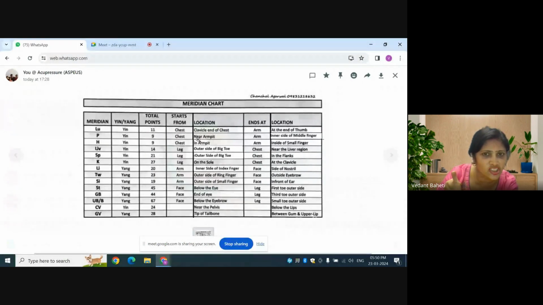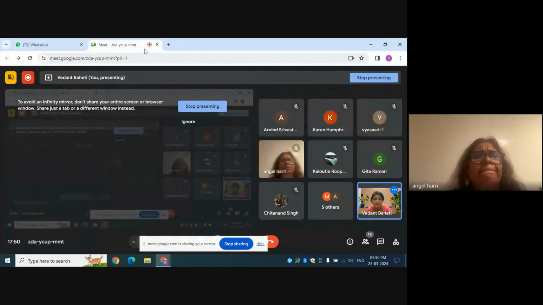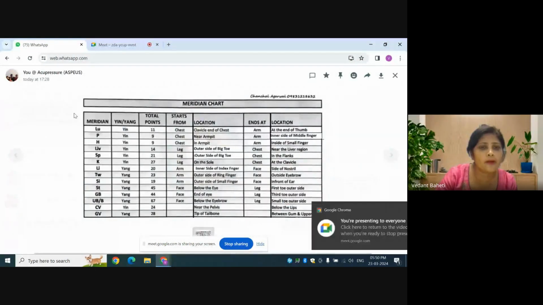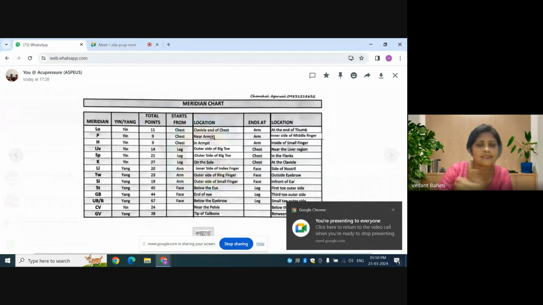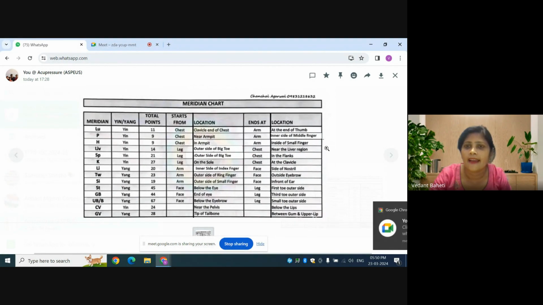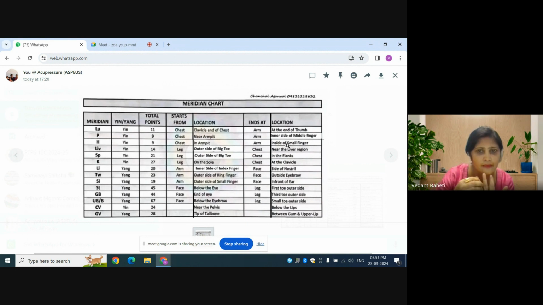Can you see the chart? Yes. So then pericardium, it's starting near the armpits. It's not exactly at the armpits, it's near the armpits. And it's ending in the middle, inner side of the middle finger. And then heart, it has 9 points. It starts in the armpits and it ends at the inner side of the finger.